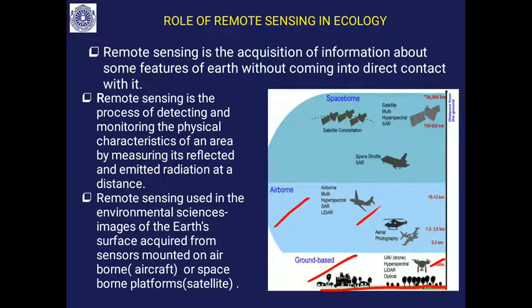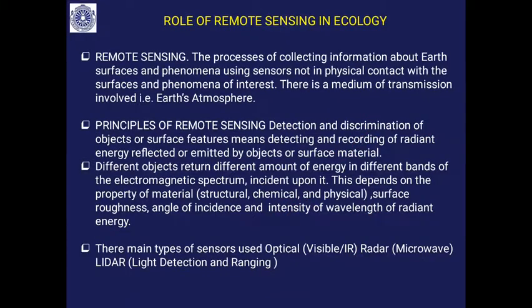So, when the aeroplane is passing over this landscape, it will capture that data, that is the reflected radiation, and we can get the information regarding this. Or else it is through the spaceborne platform, that is satellites. So, we can acquire this through the satellite signals.